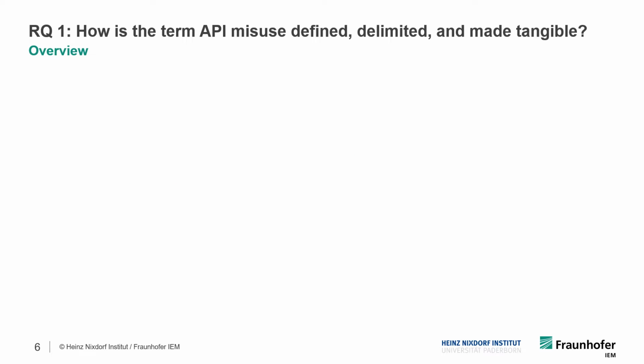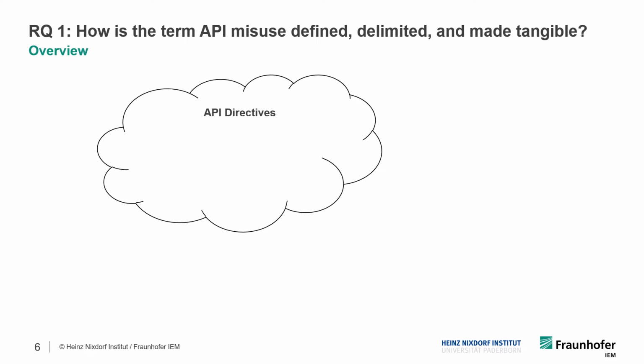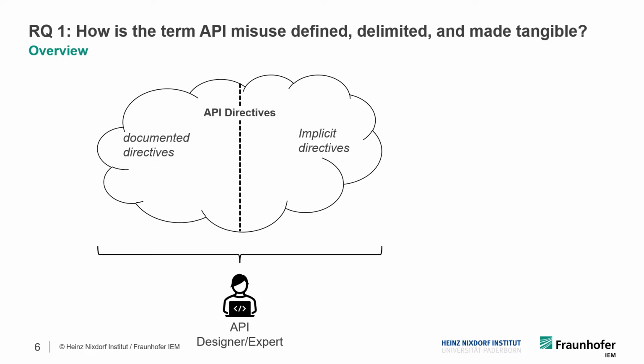Our literature review revealed several terms around API misuses, and in this overview I want to explain the different terms that we found and how they correlate to API misuses. First of all, we have API directives. They are natural language statements that describe how an API should be used optimally and correctly. API directives are either documented or they are implicit, for example, if the API's domain takes them for granted knowledge or accepts them as true. In general, API directives take the perspective of the API designer or expert and are imposed onto the API by the designer or expert.